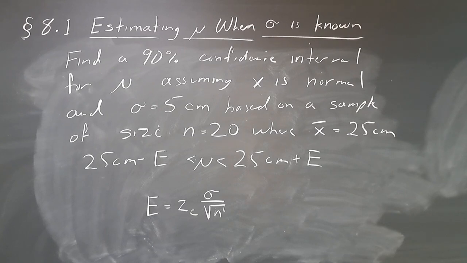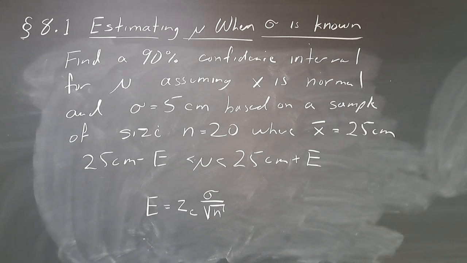So once again, we know that our interval is going to be centered at 25 centimeters. That's our best guess for mu. And so it goes from 25 centimeters minus some number, which we're calling E, to 25 centimeters plus that same number E. The only thing that's left to do is to find E. And we have a formula. E is equal to Z sub C sigma divided by the square root of n.